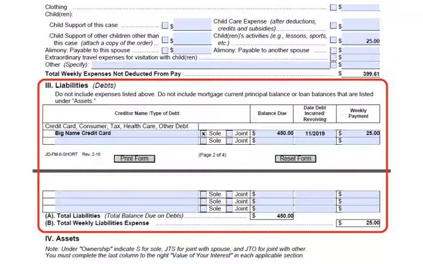In the line labeled A, Total Liabilities, add up all the amounts in the Balance Due column and enter it in the box on this line, or allow the automated form to do it for you. In the line labeled B, Total Weekly Liabilities Expenses, add up all the expenses in the weekly payment column and enter it in the box on this line, or allow the automated form to do it for you.